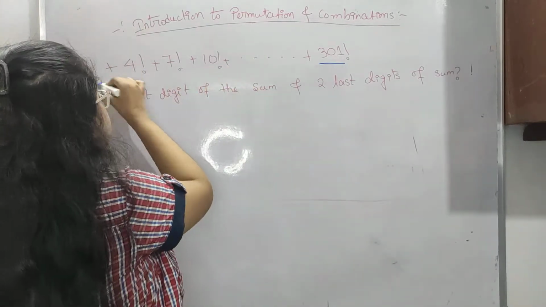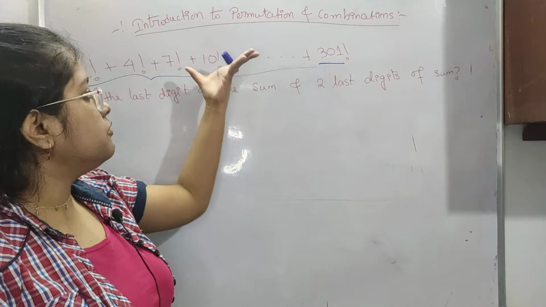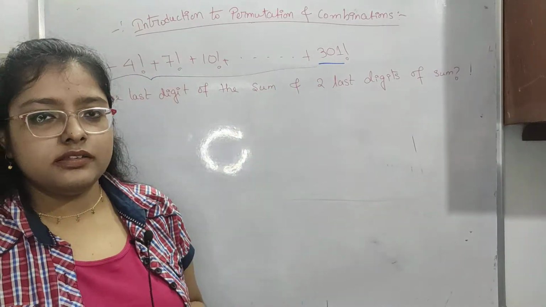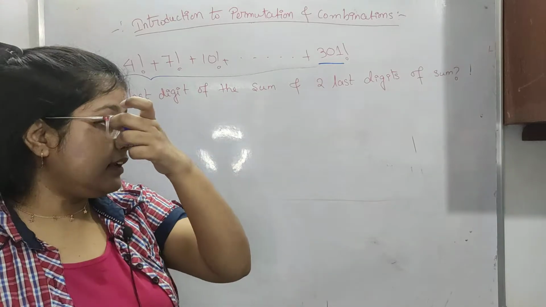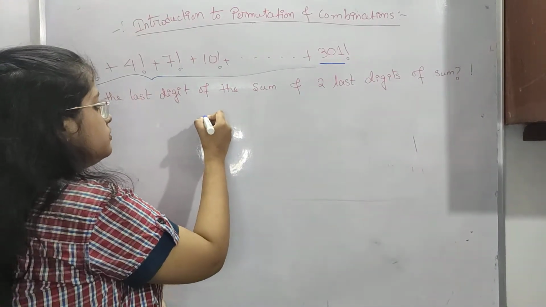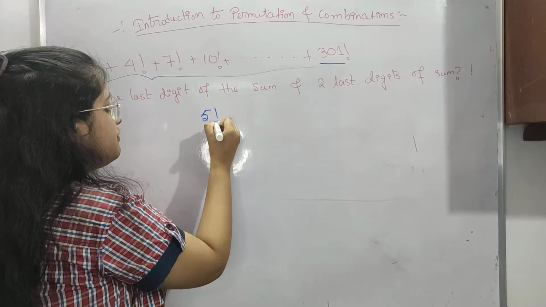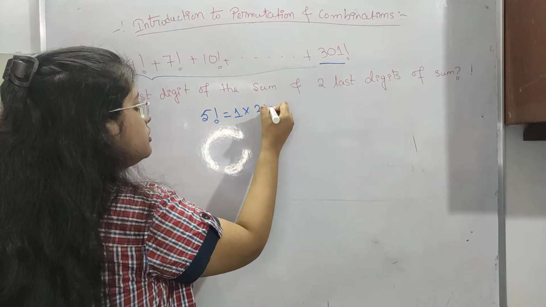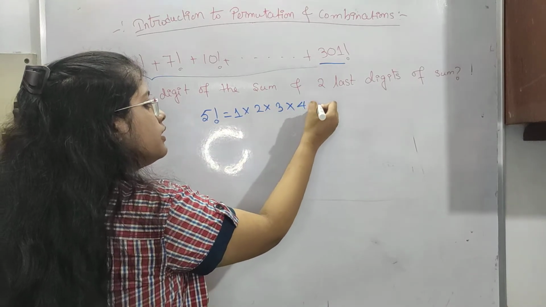So this is a sum total, and you can get a total of this. But doing it manually is an impossible job in an exam. So there is a trick. Let's do this. First, let's see 5 factorial. What is 5 factorial? 1 into 2 into 3 into 4 into 5.